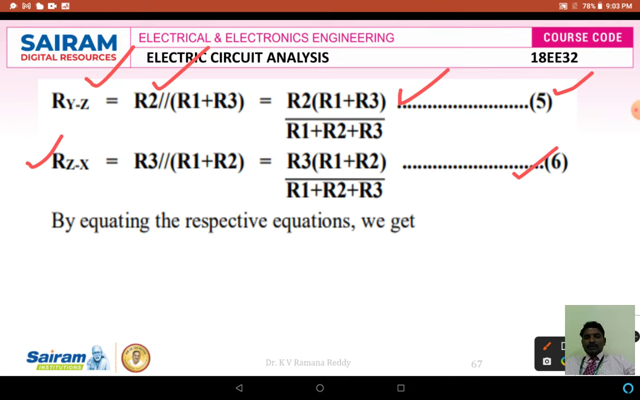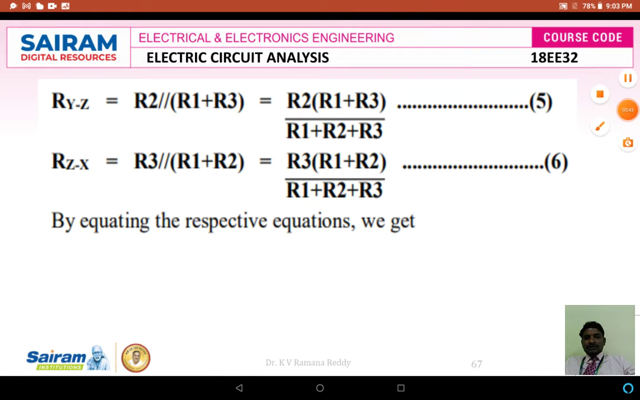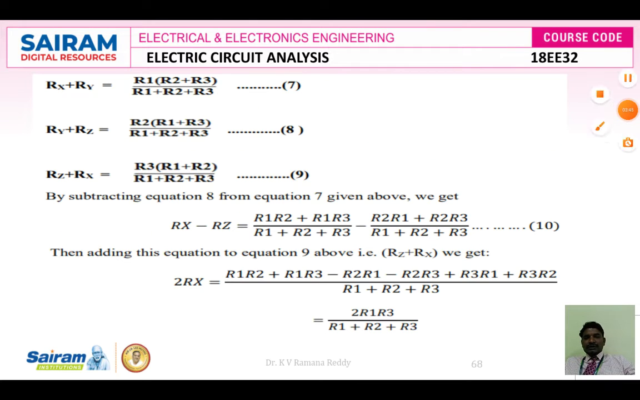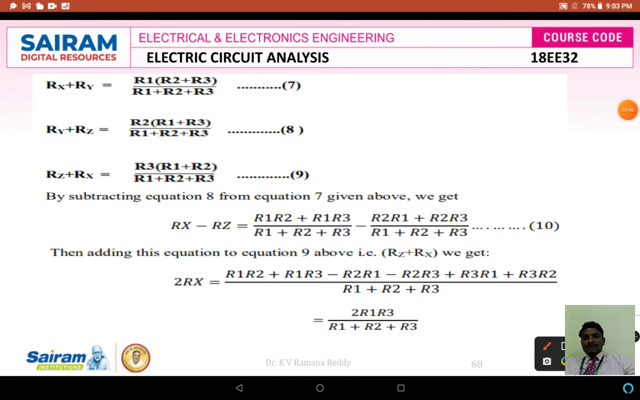Now by equating the above equations, we get Rx plus Ry is equal to R1 of R2 plus R3 divided by R1 plus R2 plus R3, equation number 7. Similarly, Ry plus Rz is equal to R2 of R1 plus R3 divided by R1 plus R2 plus R3. That is equation number 8. Rz plus Rx is equal to R3 of R1 plus R2 divided by R1 plus R2 plus R3. Make it equation number 9. Equations 7, 8, 9 have been written by comparing the left hand side and right hand sides of equations 1, 2, 3 and 4, 5, 6.